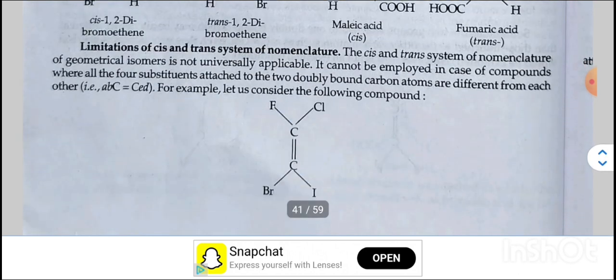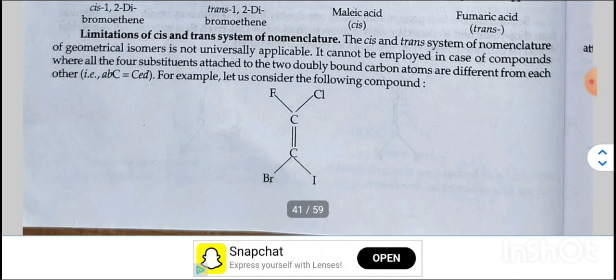Limitation of cis-trans system of nomenclature. The cis-trans system of nomenclature of geometrical isomers is not universally applicable. It cannot be employed in case of compounds where all four substituents attached to the doubly bonded carbons are different from each other.